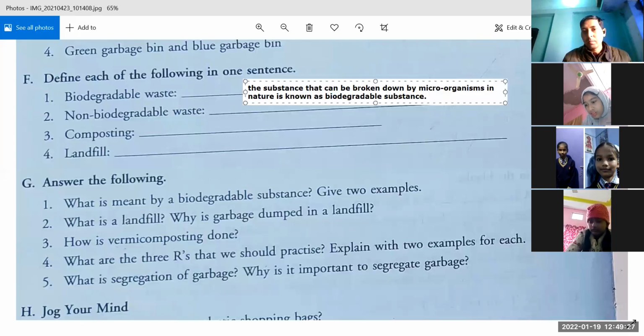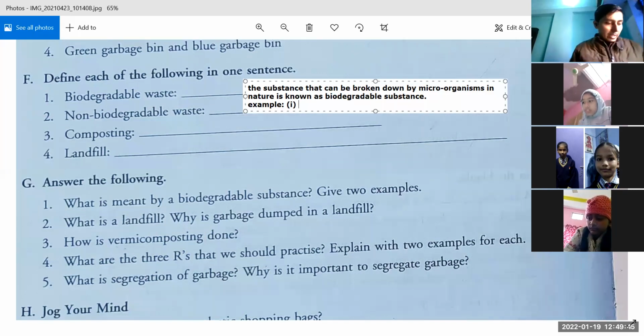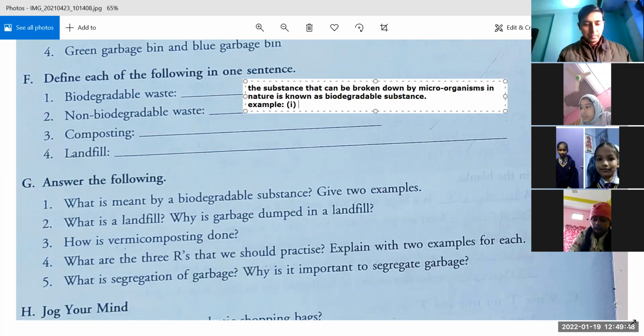Give two examples. Examples we have to write. Tell me two examples. Someone tell me examples. Molly Singh, tell me two examples of biodegradable. Paper, vegetable peels. Vegetable peels and paper. Okay.